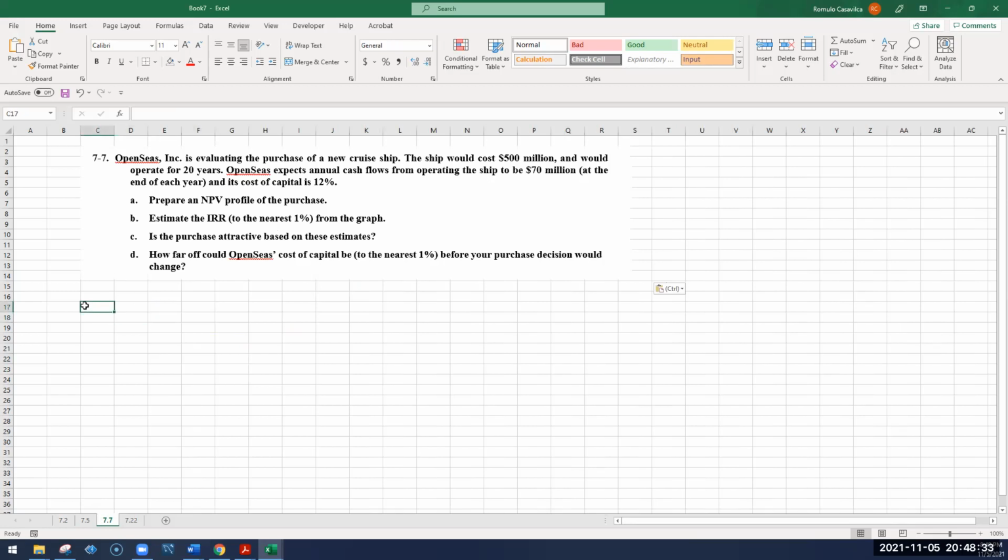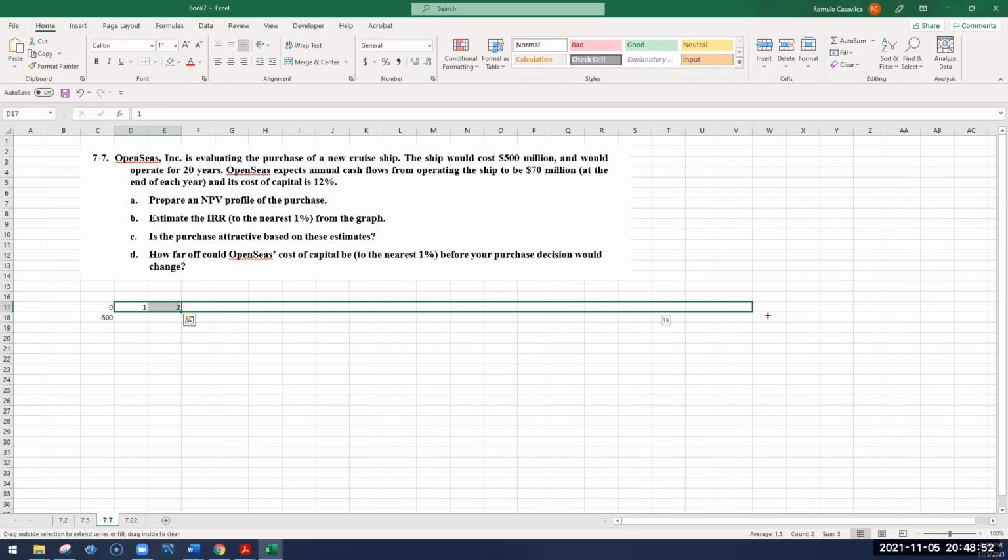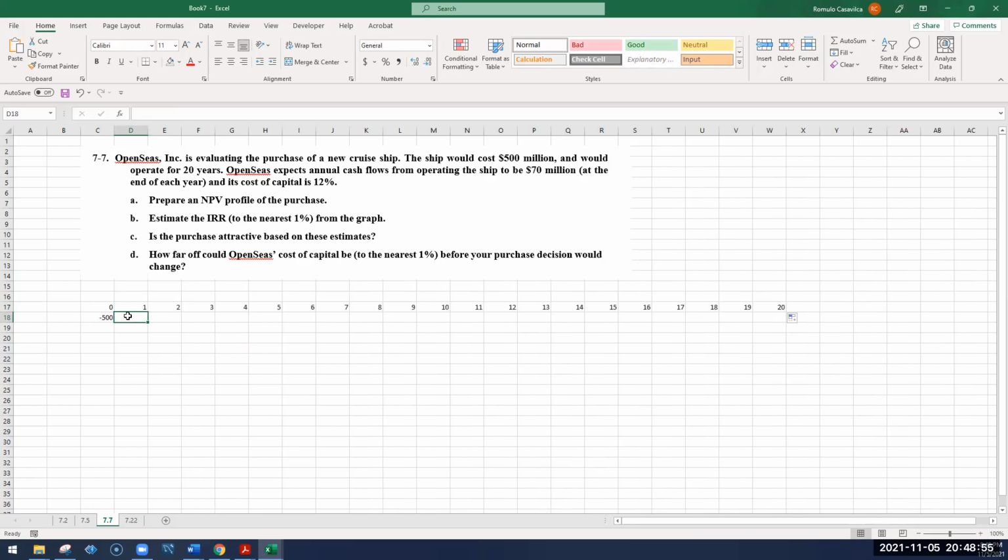Okay, on this one we have also another cash flow. So on my year 0, I will have 500 million. And this cash flow will go for 20 years, $70 million. What else? The rate is 12%.